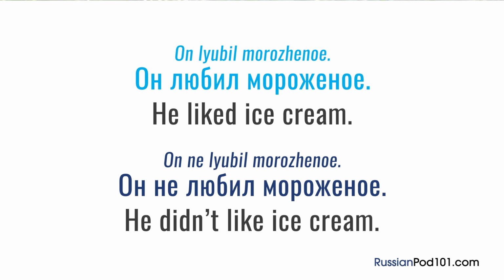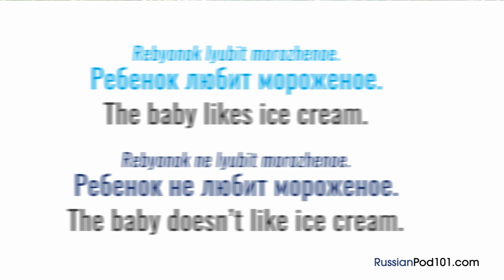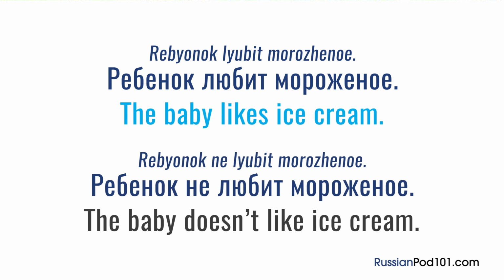So, он любил мороженое. He liked ice cream. Он не любил мороженое. He didn't like ice cream. Мы любим мороженое. We like ice cream. Мы не любим мороженое. We don't like ice cream. Ребенок любит мороженое. The baby likes ice cream. Ребенок не любит мороженое. The baby doesn't like ice cream. Easy.